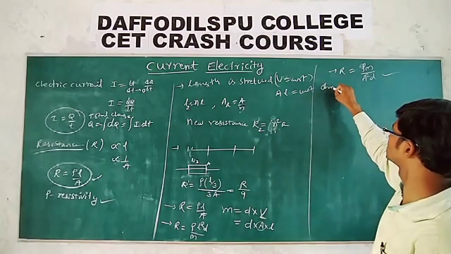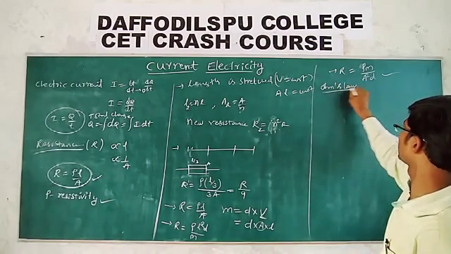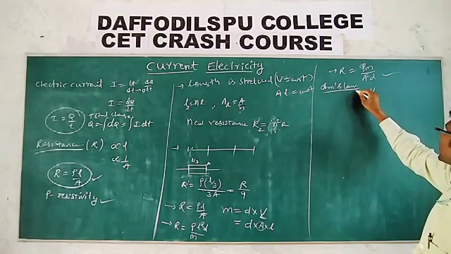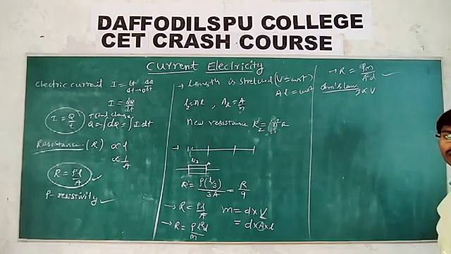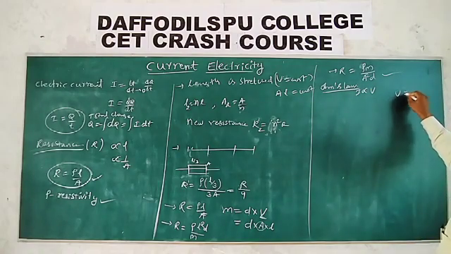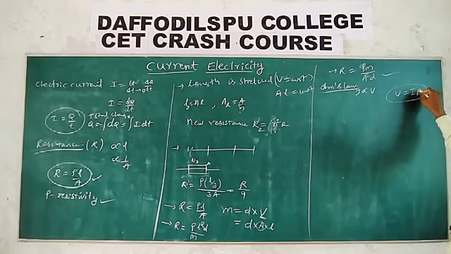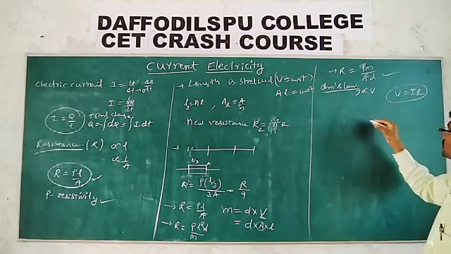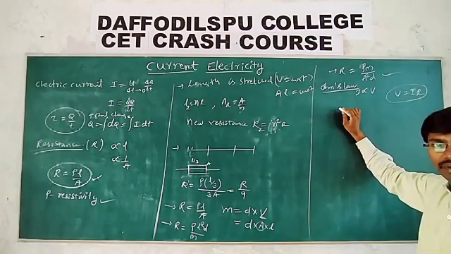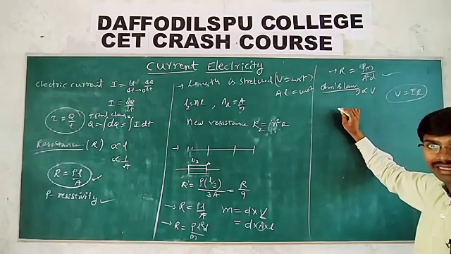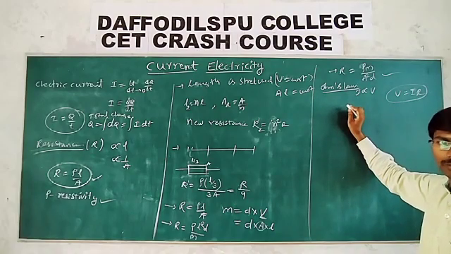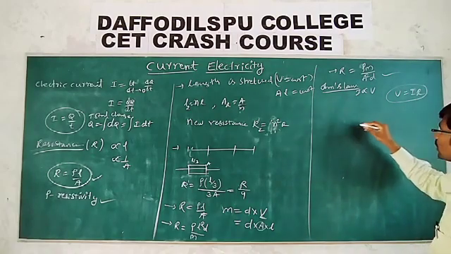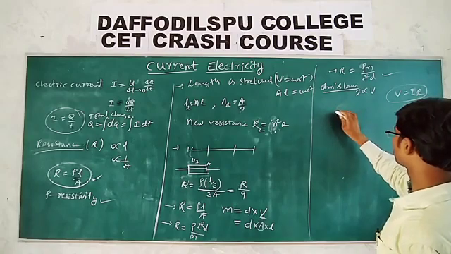Now Ohm's law states that the current flowing in a conductor is directly proportional to the potential difference across it, provided physical conditions and temperature remain constant, V is equal to IR. From this, physical conditions should be constant: temperature, length and area of cross section, which is nothing but volume, should remain constant.